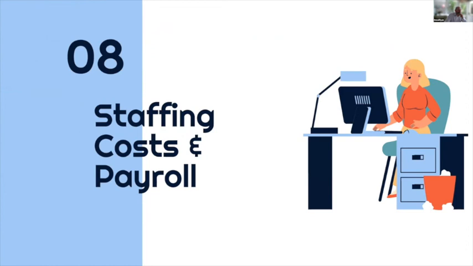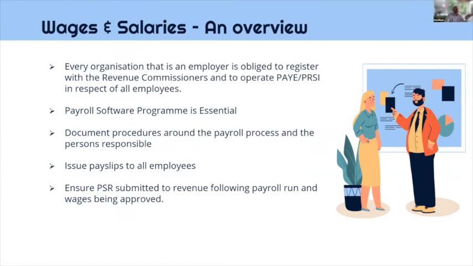Staffing costs, we talked about that. Every organisation, once you have staff, you're obliged to operate the whole PAYE system, PRSI system, and deduct from their gross pay, deduct your PAYE, PRSI, and issue payslips to employees, and document all your procedures around the whole payroll process. Who's responsible for doing it, who signs off on it, and then right down to how it gets paid. And then obviously all that information is submitted from the payroll package to the Revenue Commissioners every time a payroll run is done, or when pay is signed off on.